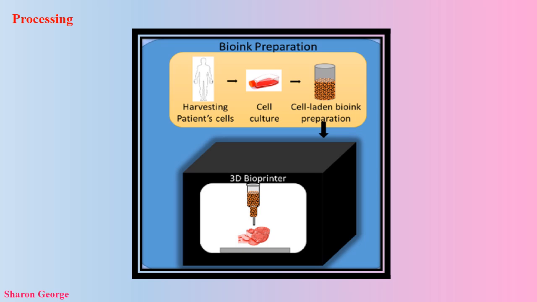Okay, and the selected and cultured cells are then suspended in the bio-ink. Then the cell-laden bio-ink is fabricated into the required 3D living tissue or organ according to the 3D model using a bioprinter. Okay, these are all the steps in the processing.